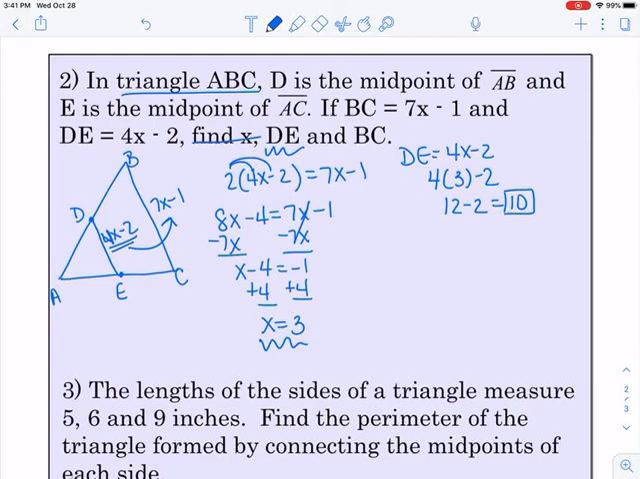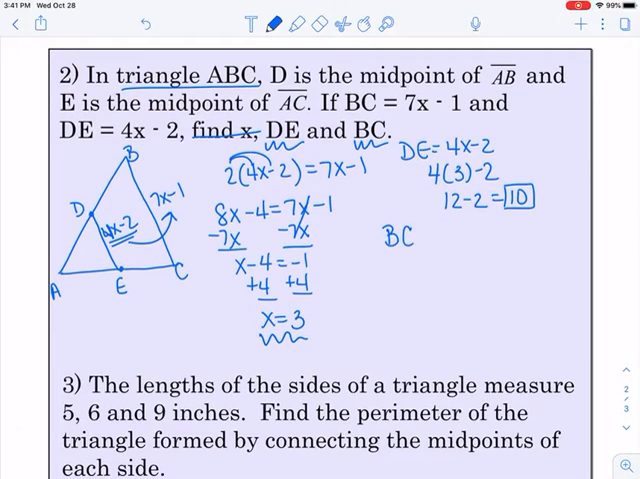Okay, and then I need to find BC. Couple different ways that you can do that. I'm doing the lazy man's way. BC is going to be twice the length of DE. We just found what DE was. DE was 10. So if I multiply 10 by 2, BC is going to be 20.